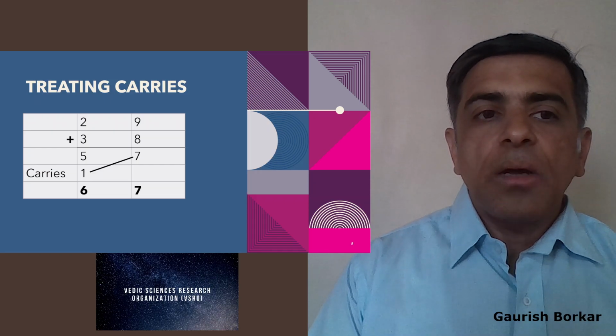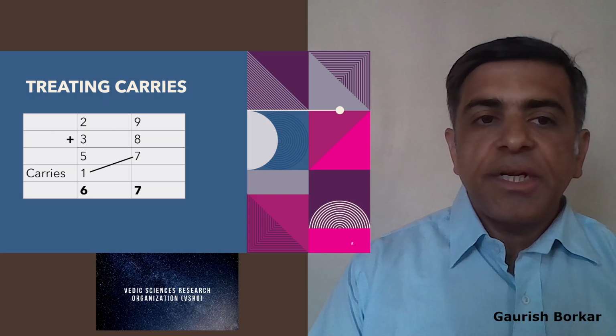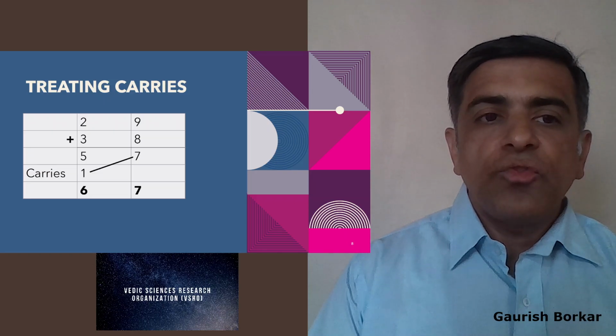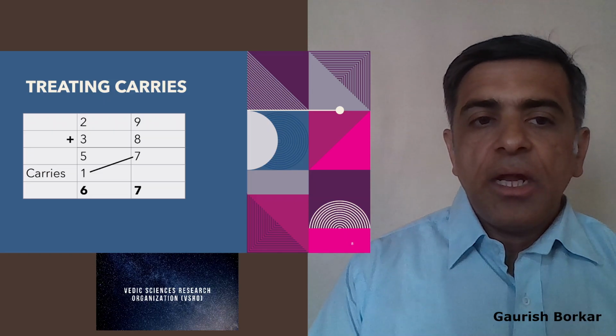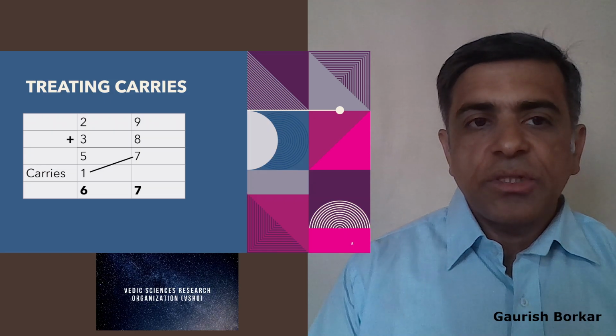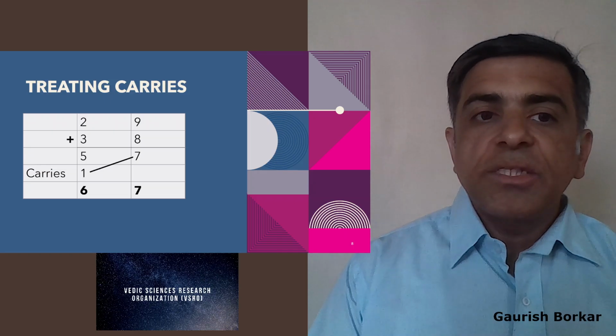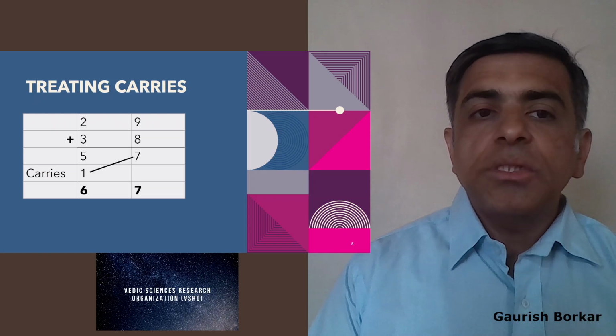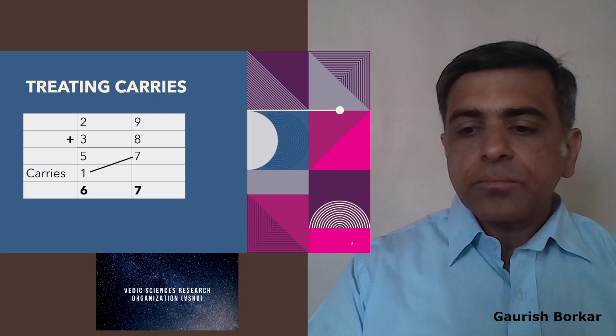So the sum becomes much simpler. 9 plus 8 is 17, 3 plus 2 is 5, 5 plus 1 is 6, and the answer is 67. So this is how we write carries, or rather we write the whole numbers right here.